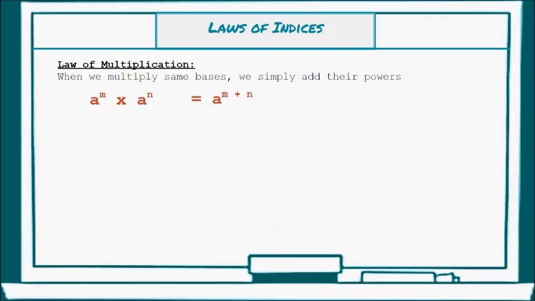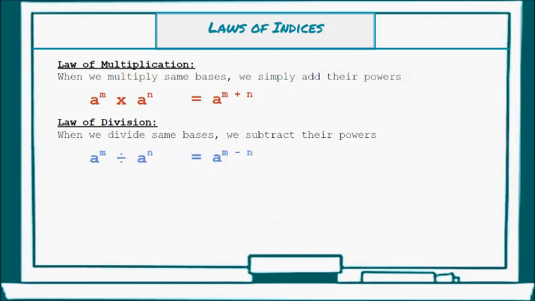Second law is the law of division, which says that when we divide the same bases, we subtract their powers. If we divide 2 expressions having the same bases, we will subtract their powers, m minus n. Note, here we cannot do n minus m. We subtract the power of the numerator by the power of the denominator.